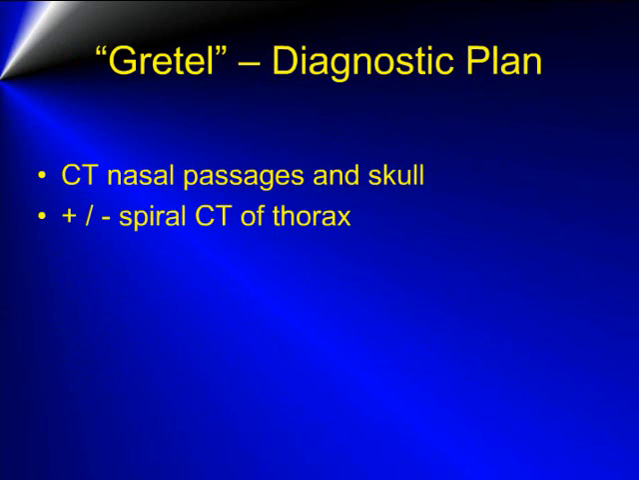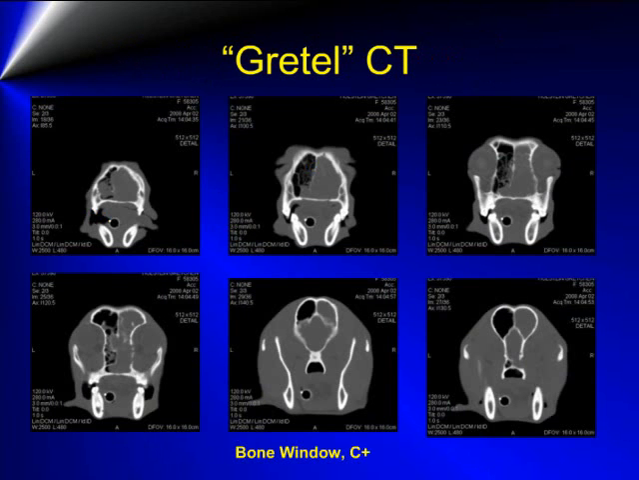Our diagnostic plan was to obtain a CT examination both pre and post contrast of the nasal passages and skull, and plus or minus CT examination of the thorax. These are pre-contrast CT images from the nasal passages of Gretel. The images on the top left are more rostrally located, while the remainder of the images move caudally.